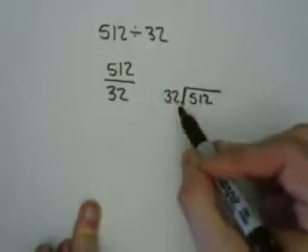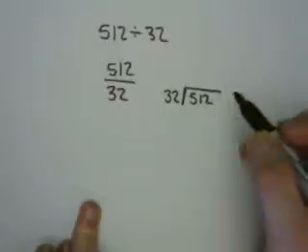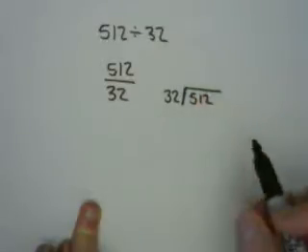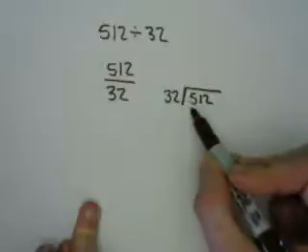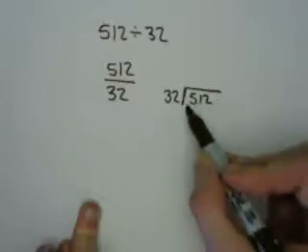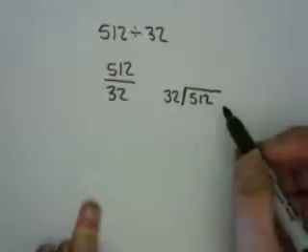So here, 32, well, I asked myself, can 32 go into 5? No, that cannot. So here, I put either 0 or I just don't mark anything. Now I ask myself, can 32 go into two numbers together? Can it go into the 5 and 1? Can it go into 51? And yes, 32 can fit into 51.